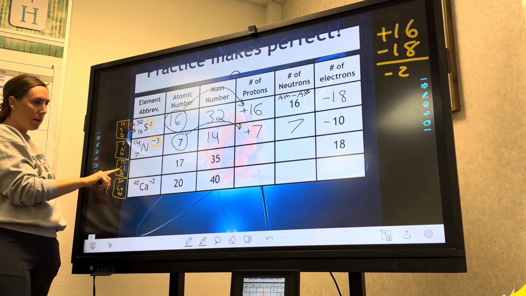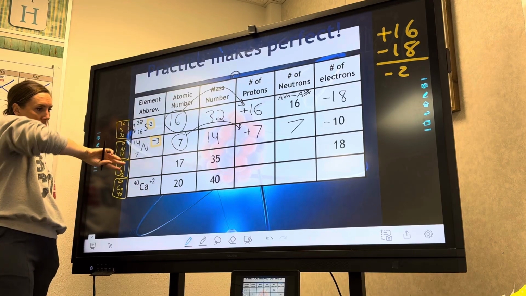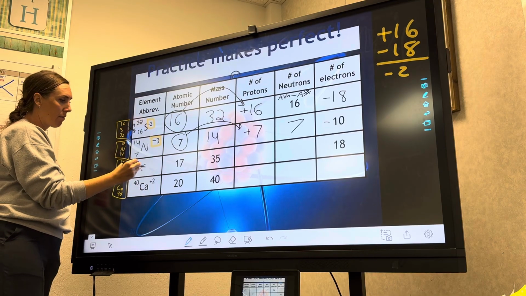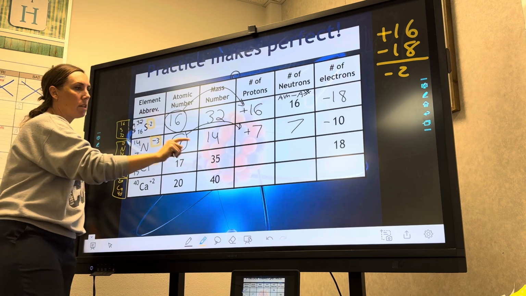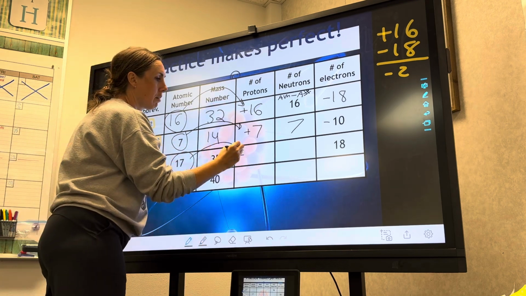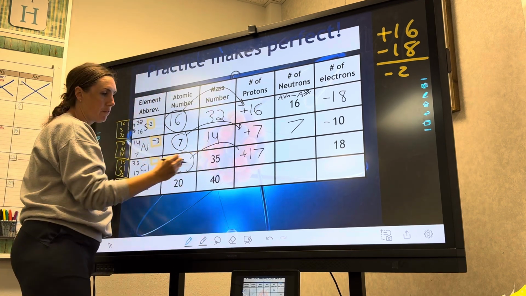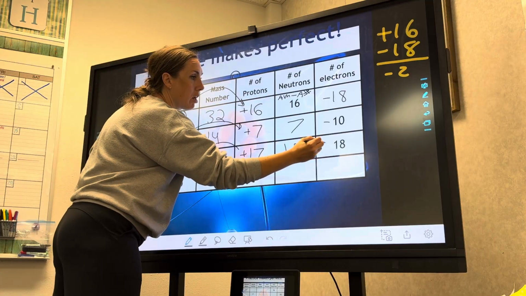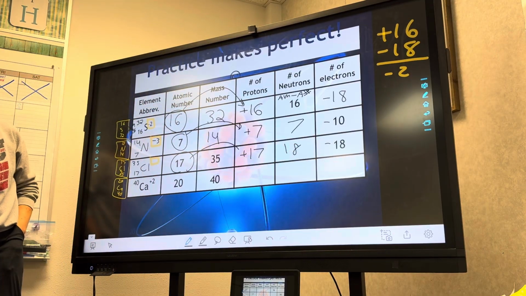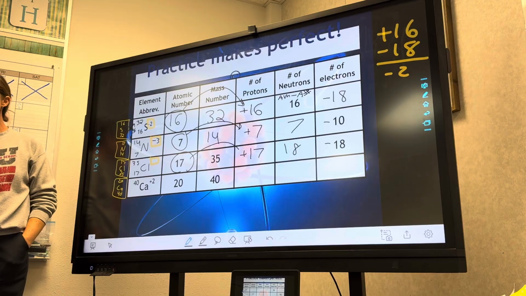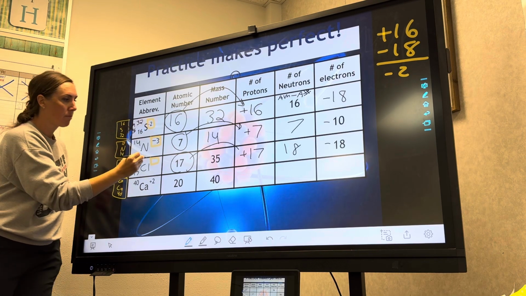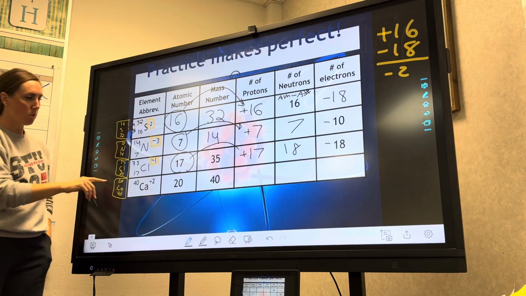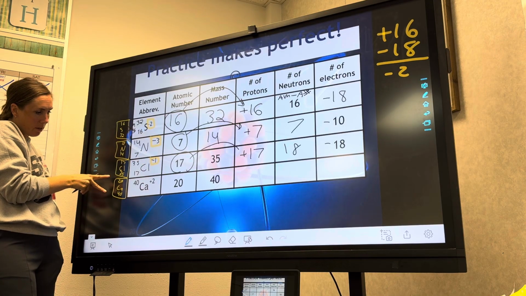Okay, next one. So we're gonna flip it. 35 chlorine 17. Don't know the charge. 17, 35. 35 minus 17, 18. Okay, what about this one? Plus 17 minus 18? 1. Positive 1, -1. Negative. Yep. Last one. 20 calcium 40.